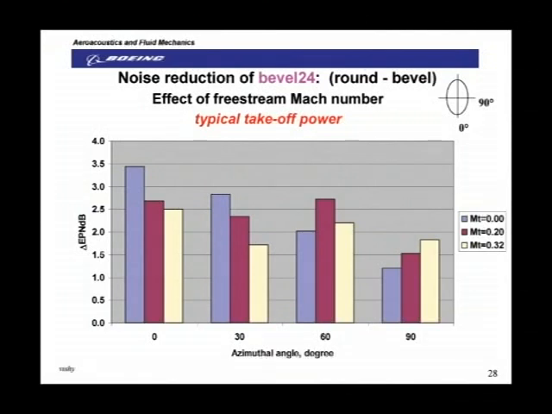Now, okay, this is the cumulative noise benefit. This is in terms of the delta EPNdB, which is the round minus bevel, as a function of azimuthal angle at various free stream Mach numbers. This is at 0 angle, 30, 60, 90. Again, you need to look at 2 different measurement points at 0 angle for flyover or cutback, and the sideline lateral microphone, which would be a sum of these 2 noise benefits you get at these 2 angles. As you can see, you get about 2 to 2.5 EPNdB depending on the takeoff speed and the azimuthal location of your observer.